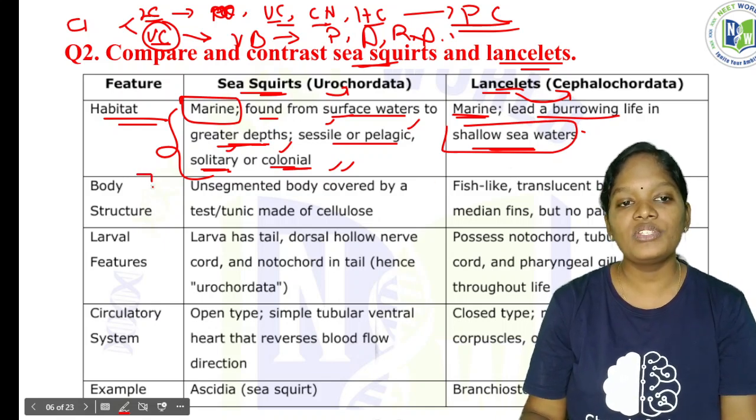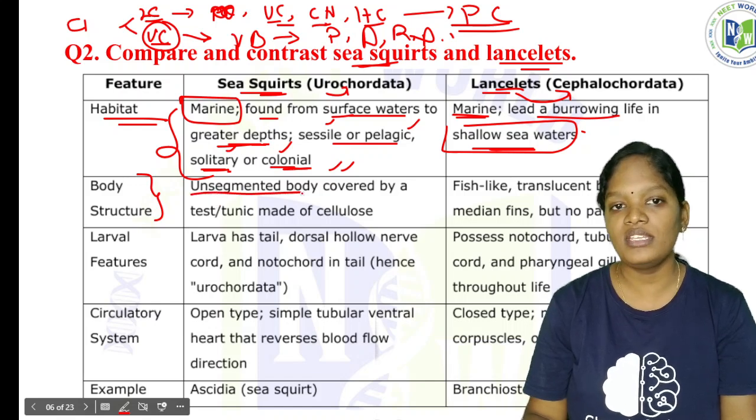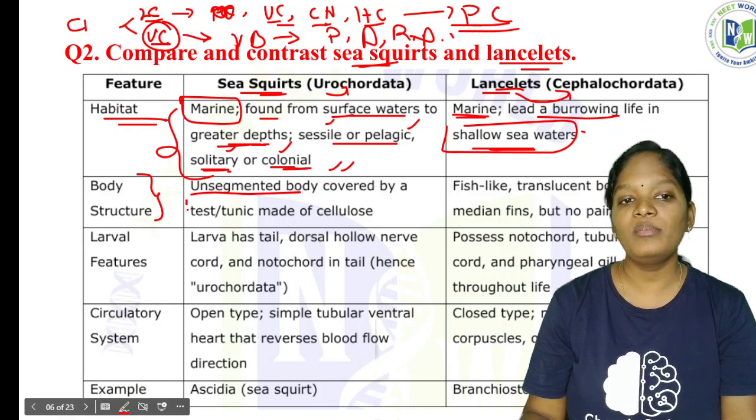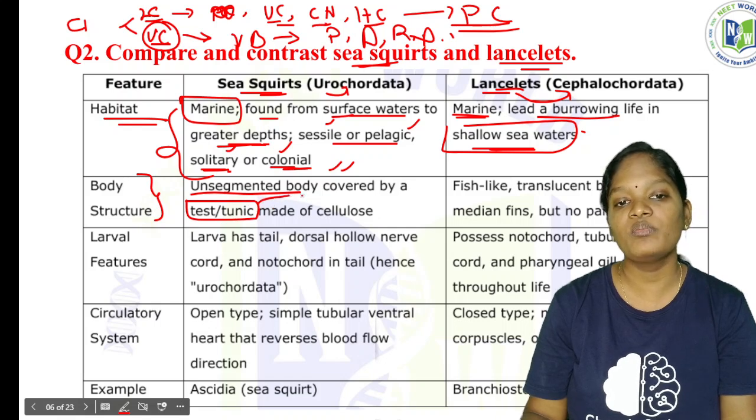Now, how will the body structure be? The sea squirt structure will be an unsegmented body. There is no segmentation seen in the sea squirts, and it is covered by a layer which is called a test or tunic. And this test or tunic is made up of a substance called cellulose.